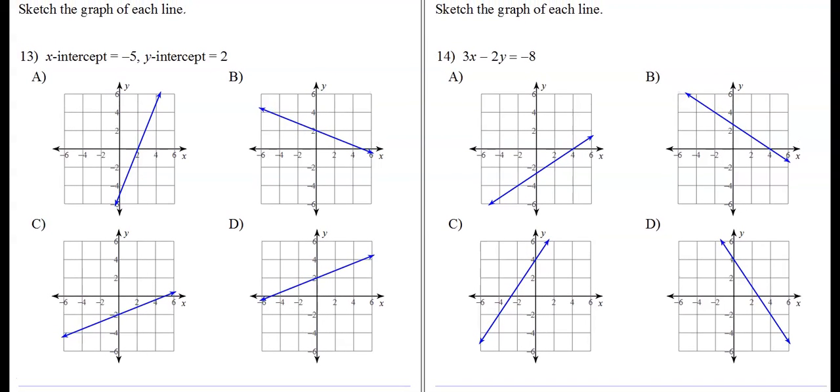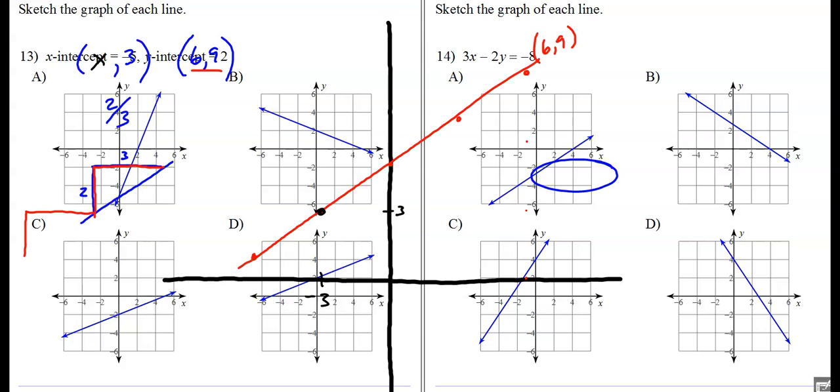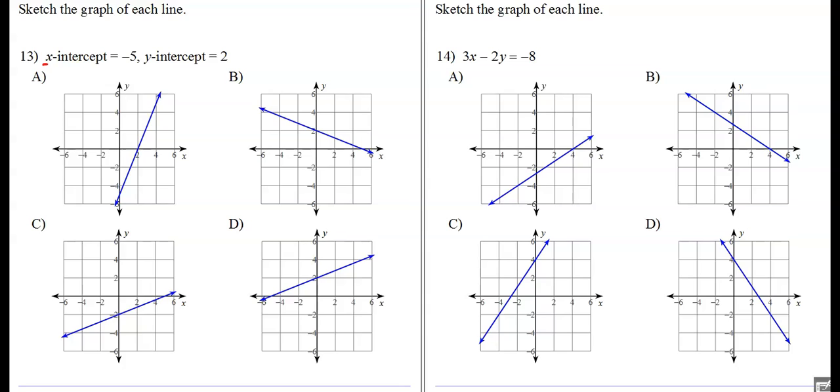There we go. And so an x-intercept of -5. So remember, this is where I cross the x-axis. So this one doesn't even cross at -5, so it can't be you. This one doesn't cross at -5. This one doesn't cross at -5. Hey, this one does. And then the y-intercept crosses at +2. Correct answer is D.